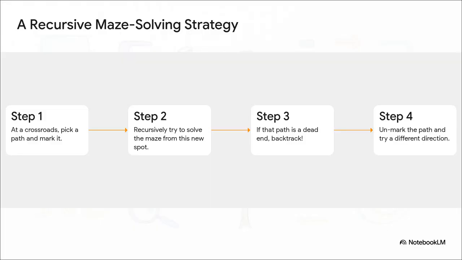A recursive strategy for a maze is incredibly elegant. Here's how it works. At any spot, you pick a direction you haven't tried yet and you move there. Then, you delegate. You make a recursive call that basically asks, hey, can you solve the maze from this new spot? If that call eventually comes back and says, yes, I found the exit, then you're done. But if it comes back and says, nope, this was a total dead end, you just backtrack. You undo your move and try a different direction.